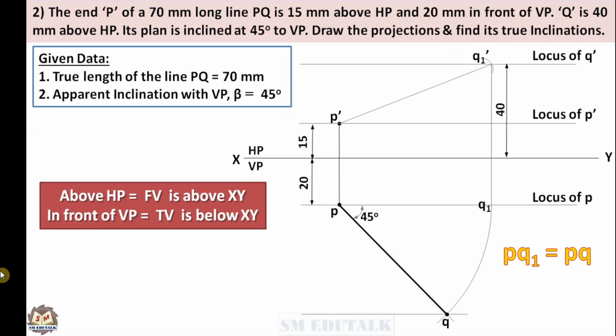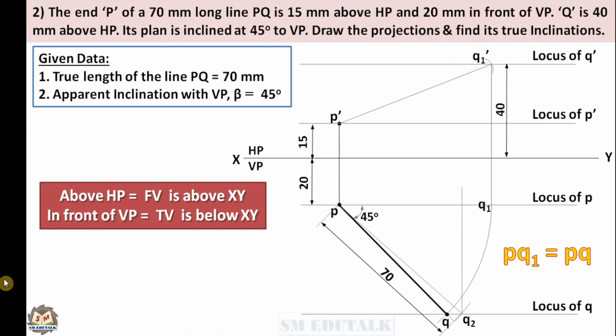Now draw a horizontal thin line through the point Q. This line is called the locus of Q. Draw an arc with point P as center and true length 70 mm as radius. It cuts the locus of Q at point Q2. Join point P and point Q2 by a thin line. This thin line represents the true length line.